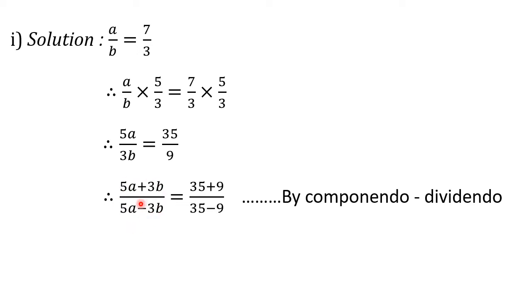Here we cannot do any change, but here we can add and here we can subtract. So 35 plus 9 we will get 44 here, and 35 minus 9 here we will get 26. Okay, so that way we will get 44 and 26, which we can reduce further. We can divide both the places by 2 and then we can write down the answer as 22 upon 13.